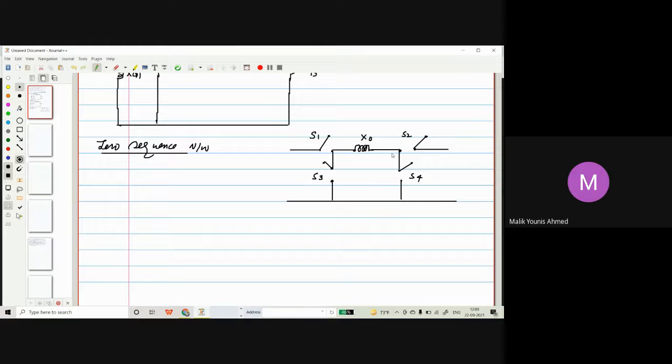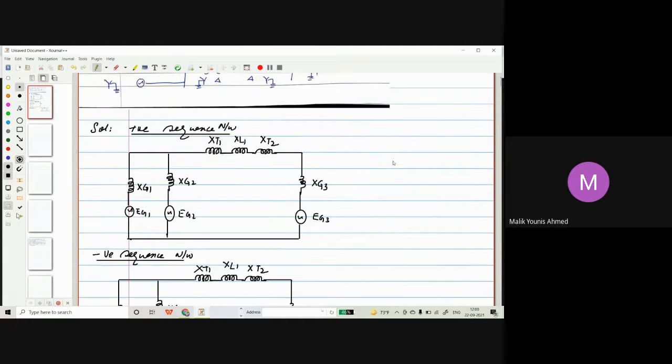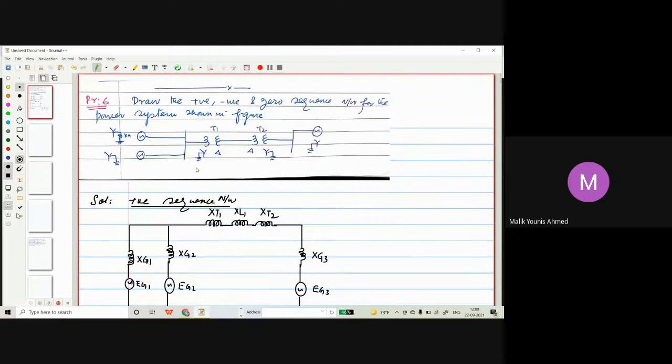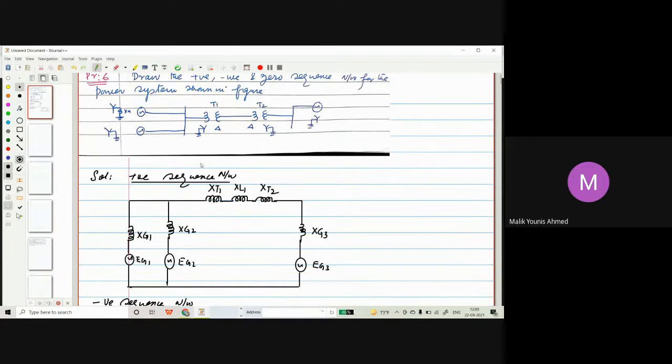Now have a look at what's going to happen individually. In the case of generators, Xg0 1 will be there, and then we have to add 3Xn, because this is reactance grounded. That's in parallel with Xg2 only. For the transformer on the primary side, the series switch will be closed and the shunt switch will be open. On the secondary side, the shunt switch will be closed and the series switch will be open. Moving to the transmission line, it is simply represented by XTL naught.